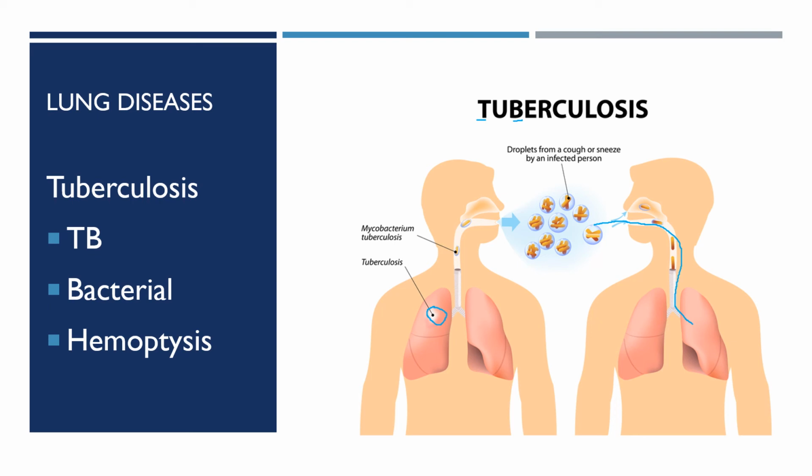One of the other symptoms that we see with tuberculosis, and it's a very classic symptom, is hemoptysis. Hemoptysis is spitting up blood, coughing up blood. And that's caused by the irritation that these bacteria are causing inside the lungs.